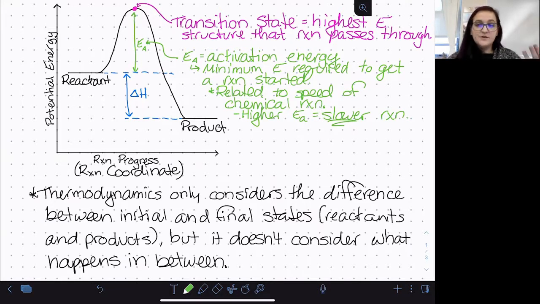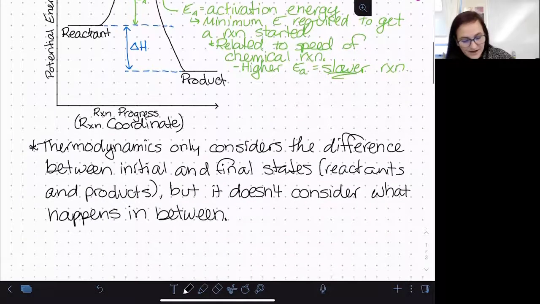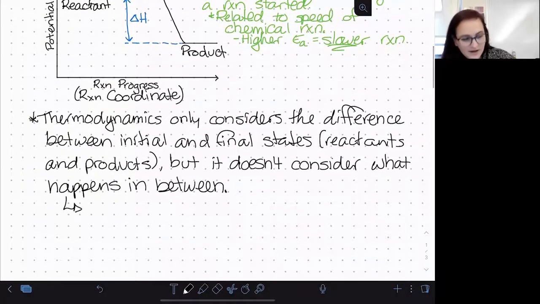If you're comparing two different reactions under similar conditions, the one with the higher activation energy is going to occur at a slower speed. So this is the main part really of what thermodynamics fails to capture. Thermodynamics tells us about the beginning and ending states, but it doesn't tell us what's happening in between. It can tell us if something is thermodynamically favored, but it cannot tell us if it's going to happen quickly. This area in between is the realm of what we call kinetics.